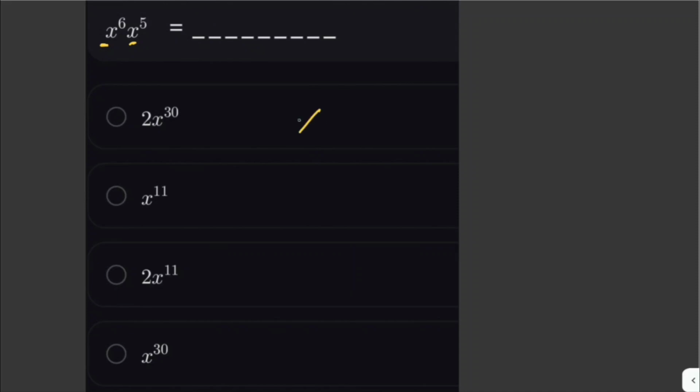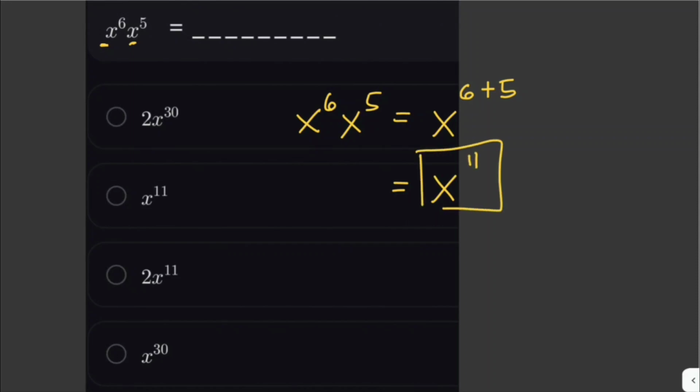So in this case, x to the 6th times x to the 5th is just equivalent to x to the power of 6 plus 5. Then 6 plus 5 is equal to 11. Therefore, this one is just equivalent to x to the 11th. So this is our answer here.